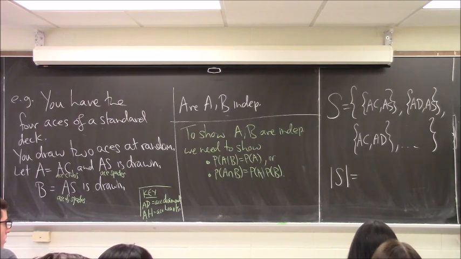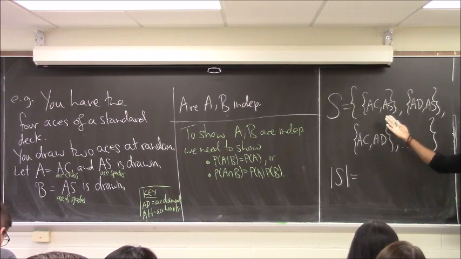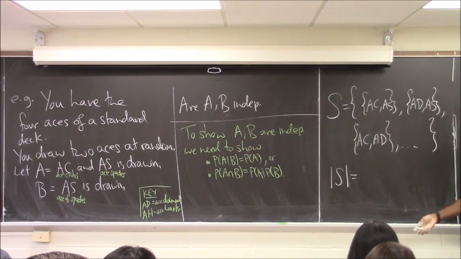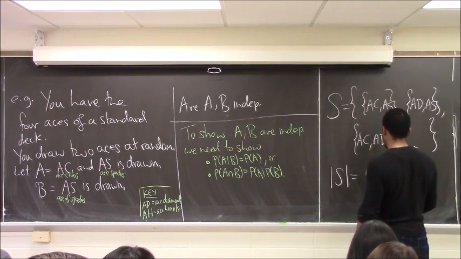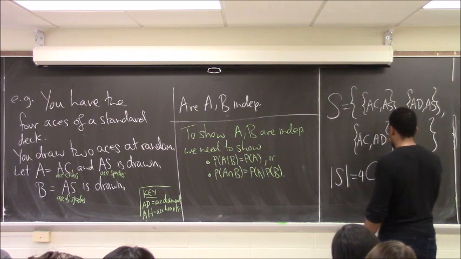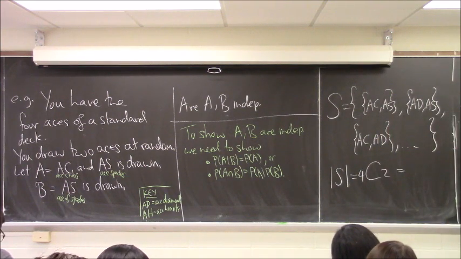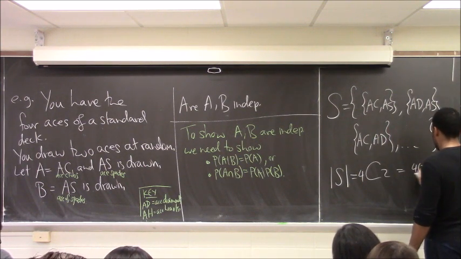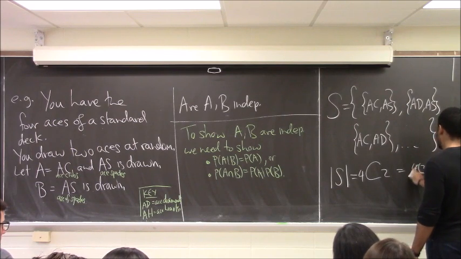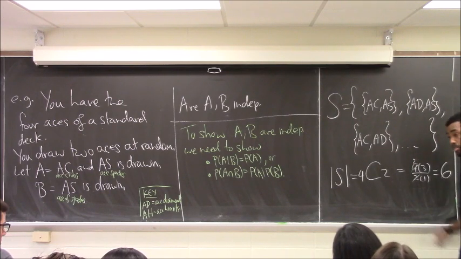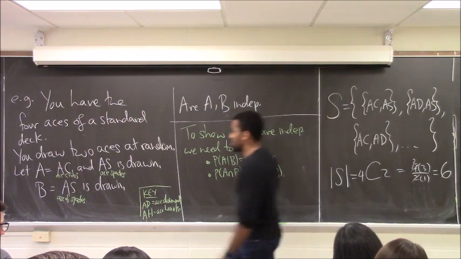What I want to do is I have a set of 4 things. I want to choose 2 random things without order. That's combination, by definition. This is going to be 4C2. So that's going to be 4 times 3 over 2 times 1. So that's going to be 6. There are going to be 6 things in this set.